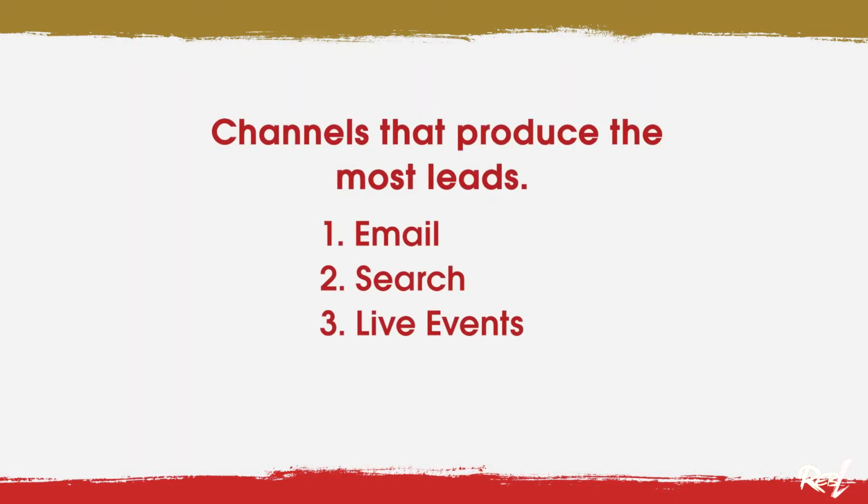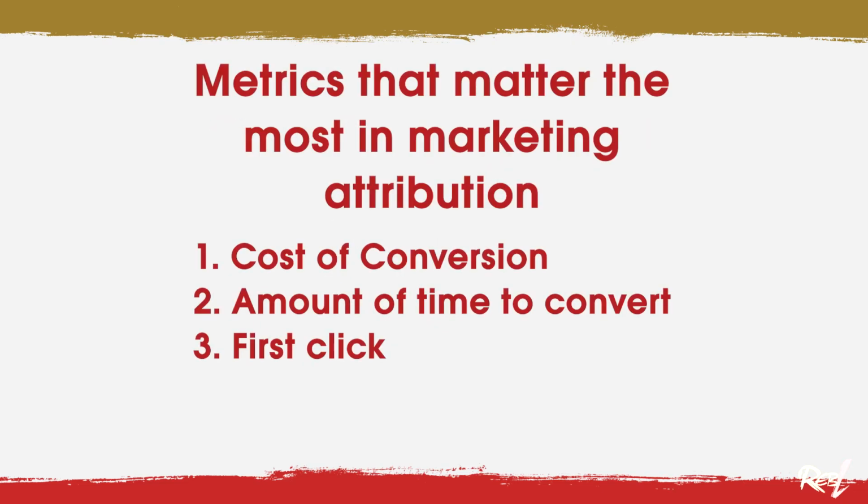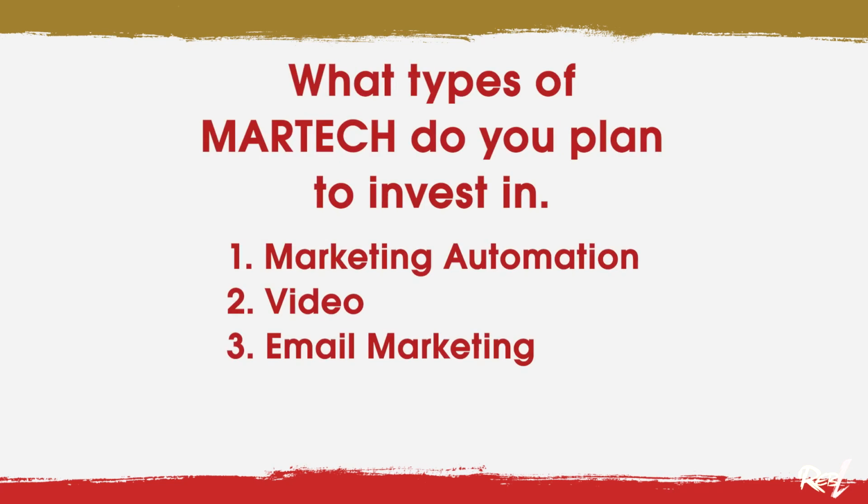When it comes to channels that produce the most leads are number 1, email, number 2, search, and number 3, live events. What KPIs should you pay attention to? Metrics that matter the most in marketing attribution are number 1, cost of conversion, number 2, amount of time to convert, and number 3, first click. And what about the types of MarTech people are using? Number 1 is marketing automation, and number 2 is video, and number 3 is email marketing.